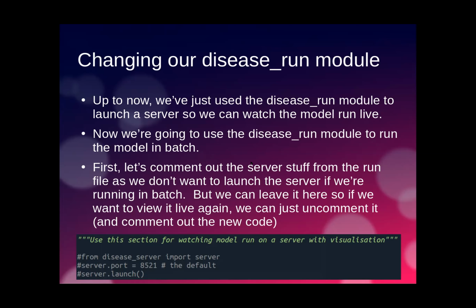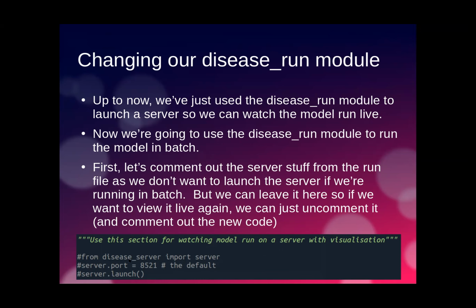But what we're going to do now is we want to use the disease run module to run the model in batch. So we don't actually need the disease server.py file now. It's not going to use it, but it's still useful to keep that in place. And a good tip for this, if you're going to be doing this for real, is we could just comment out those 3 lines of code in the disease run file, so that if we ever want to show the model running as a live server, we can just re-enable that and comment out the rest of it.